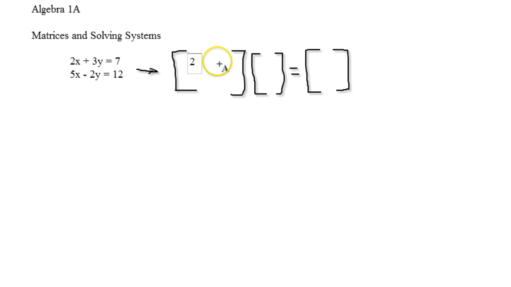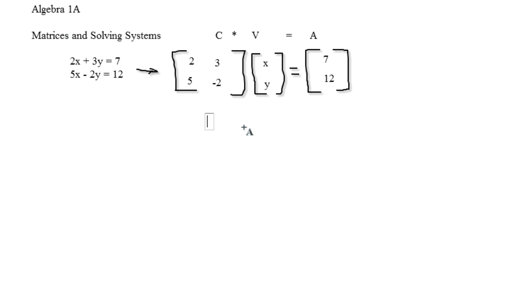This is going to be what is called the coefficient matrix, which is just the numbers in front of the letters. So 2, 3, 5 and negative 2. And then we'll have x and y here. And then this will be the answer matrix. Alright, so I'll call this one C. We'll have this one be V. And this will be capital A for answer matrix.